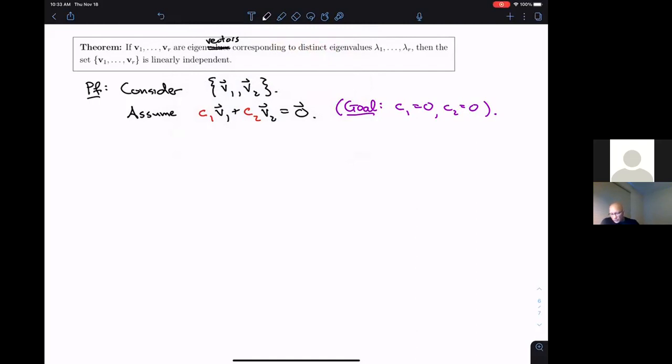Well, with nothing else to really do here, I have to somehow leverage the fact that V1 and V2 are eigenvectors. So what does that mean? Let's assume they're eigenvectors associated to a matrix A. If I apply A to either of these vectors, there's a way of simplifying that expression, right? A times V1 should just be lambda1 V1. So, with nothing else to do, let's just apply the matrix A to both sides of our equation, just to see what happens.